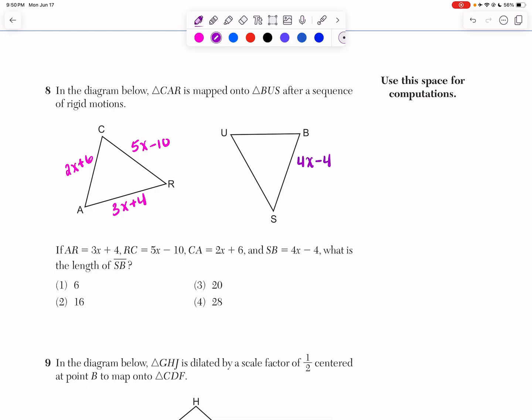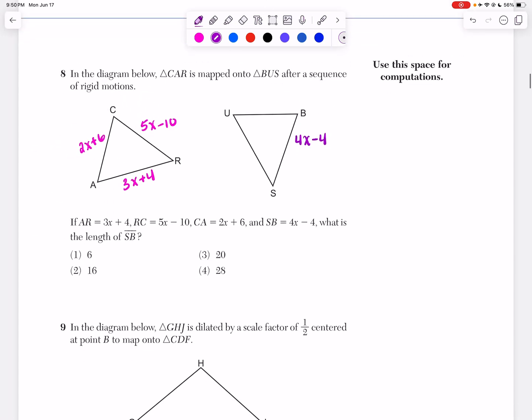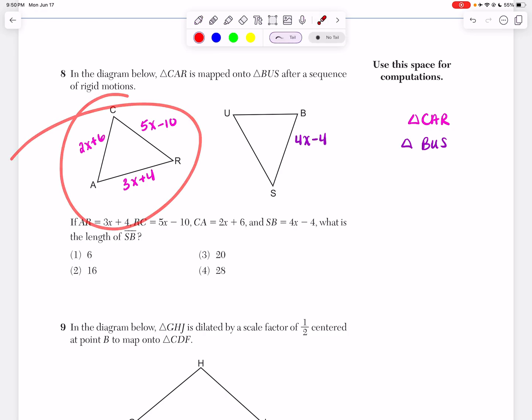So in order to do this, I need to find out what x is equal to and then plug it back in. If they're telling me that triangle CAR is mapped onto triangle BUS, we know that those two triangles are congruent to each other. So that 4x minus 4 is going to be equal to one of the segments over here.